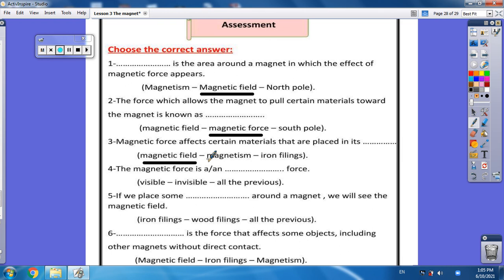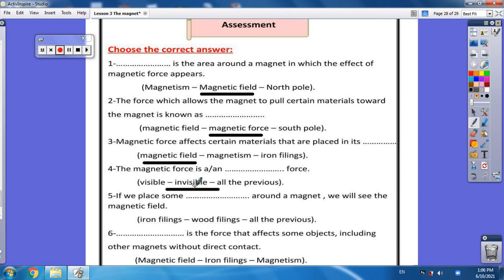Excellent. Super. Adam, is the magnetic force a visible force, an invisible force, or all the previous answers? Can we see this force? Yeah, Adam? No. So it's called an invisible force.